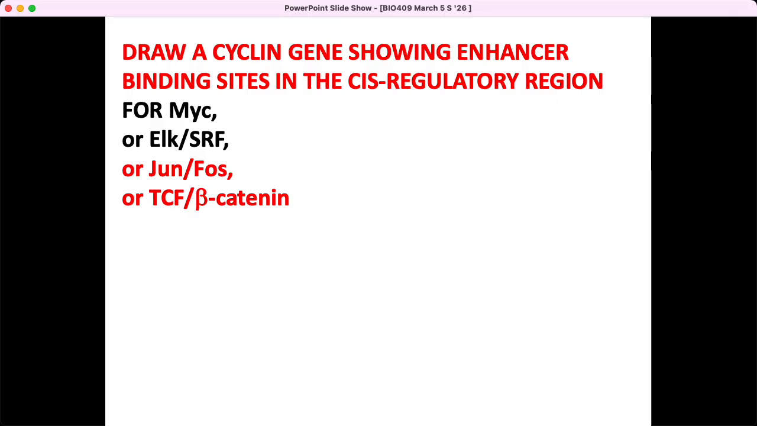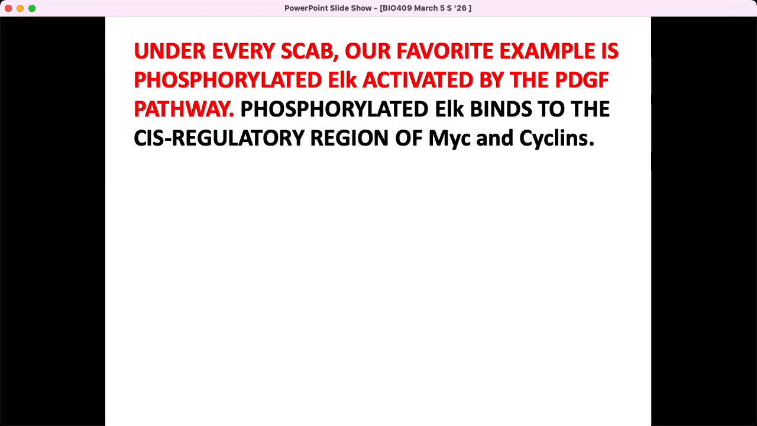That's good to keep in mind when studying transcription factors: all they ever do is regulate transcription, where, when, and how much. That's it. So when things get complicated, you can once in a while settle down and say, well, is the gene getting expressed or not? So our favorite example is phosphorylated ELK activated by the PDGF pathway. We're so solid on that. Phosphorylated ELK binds to the cis regulatory region of MYC and cyclins. It binds to other things too, but that's our favorite, to get that down on an exam and get that down really strongly in your head.